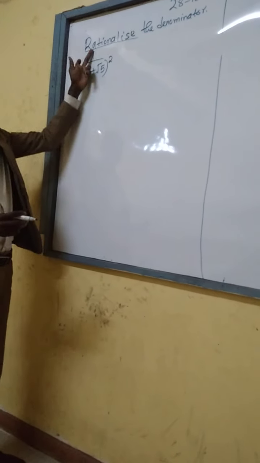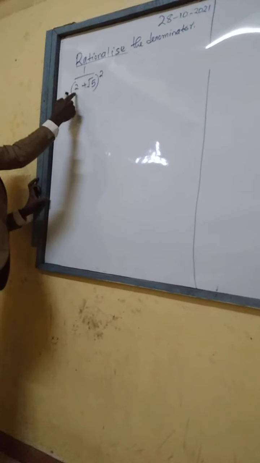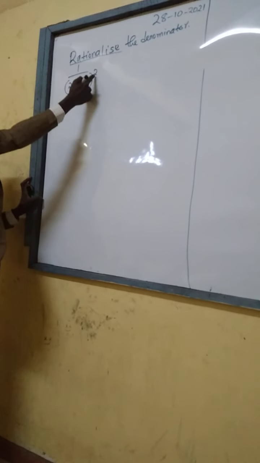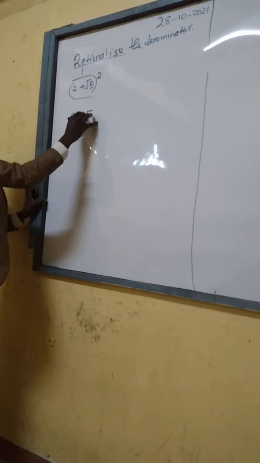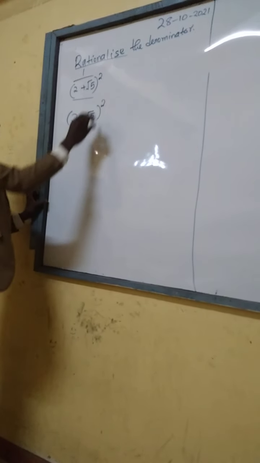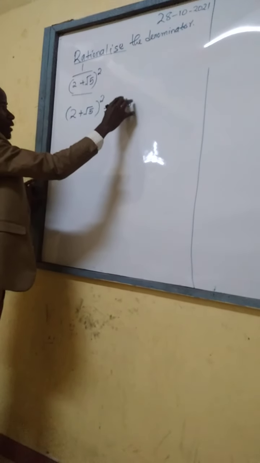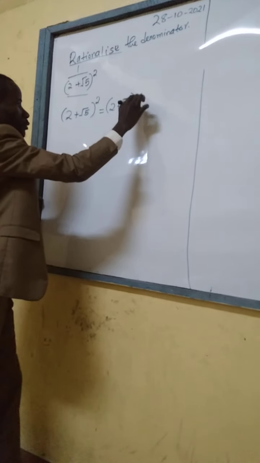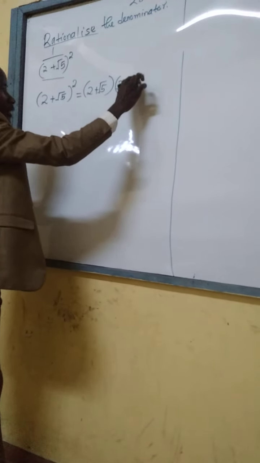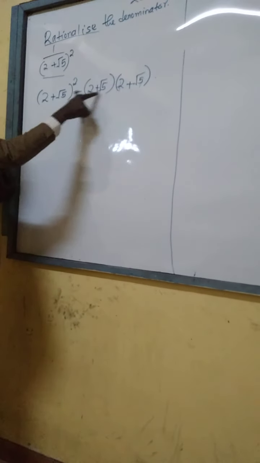Ready? We want to rationalize this particular denominator. Before we rationalize the denominator, we shall first square this denominator because there's a square here. So 2 plus root 5, squared, is the same as 2 plus root 5 multiplied by 2 plus root 5. We use one bracket to expand the other one.